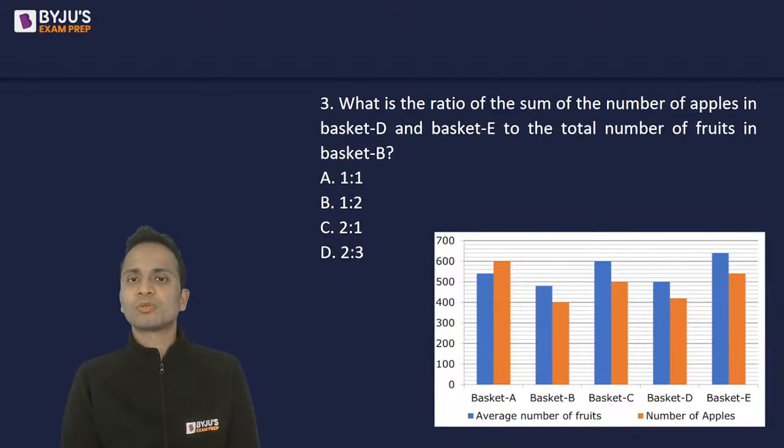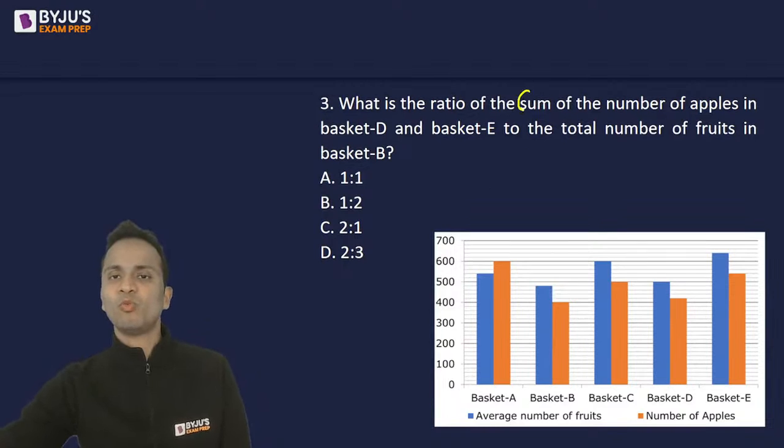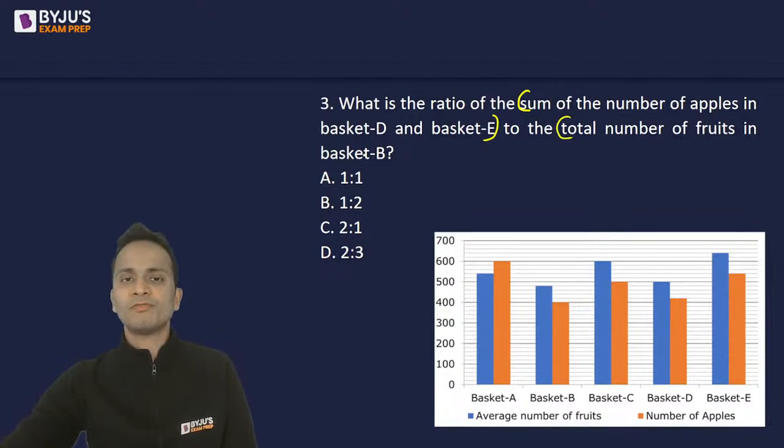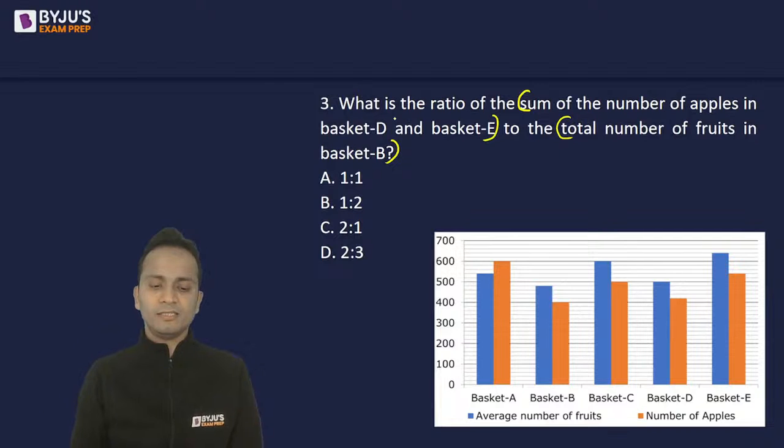What is the ratio of the sum of the number of apples in basket D and basket E to the total number of fruits in basket B? What is the ratio of the sum of the number of apples in basket D and E? So one thing that you'll have to calculate is the sum of the number of apples in D and E. And then the second thing you'll have to calculate is the total number of fruits in basket B, and calculate the ratio of these two numbers.